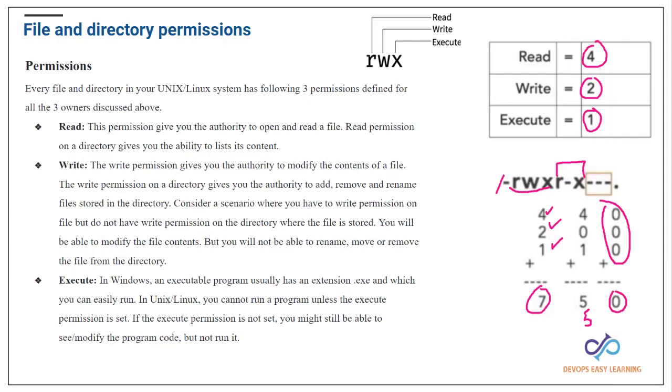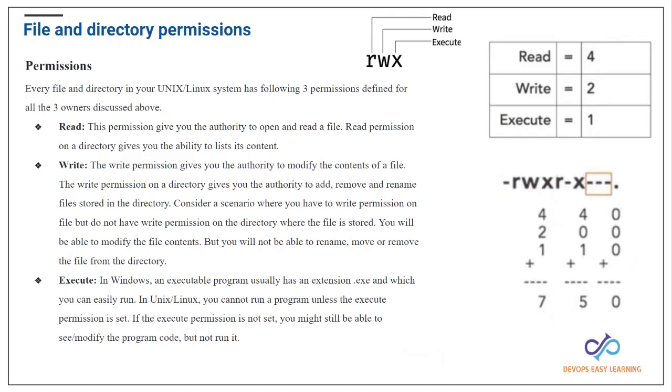And sometimes when you go for an interview, they can ask you this question: what does the permission 750 mean? The permission 750 means the user has full permission. The group basically has read and execute permission, and others do not have any permission. What does the permission 777 mean? This means the user has full permission, the group also has full permission, and others have full permission.